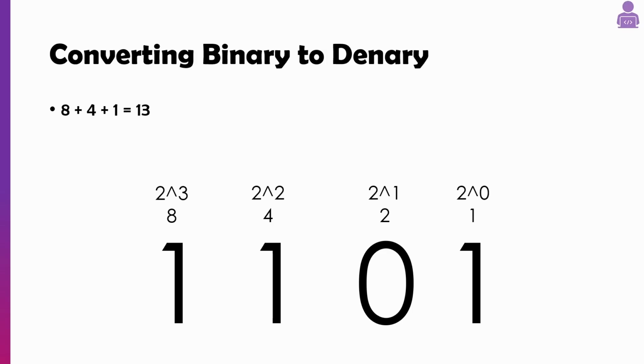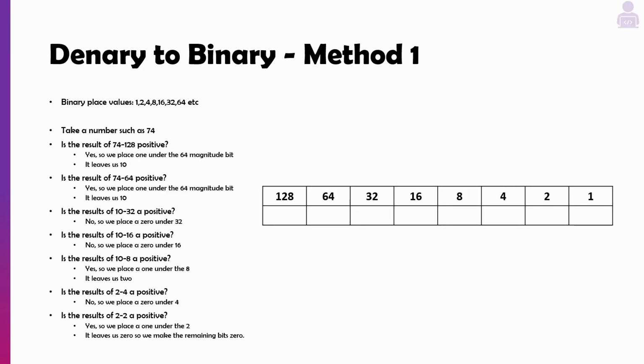Okay? So to convert a binary number to denary, what we do is if there's a 1 in that placeholder, we add it. So 1 plus 4 is 5, plus 8 equals 13. Really simple, binary to denary.